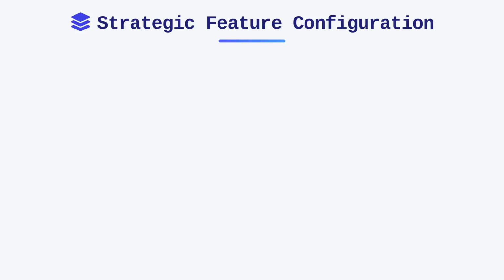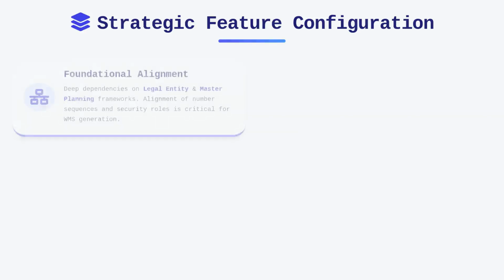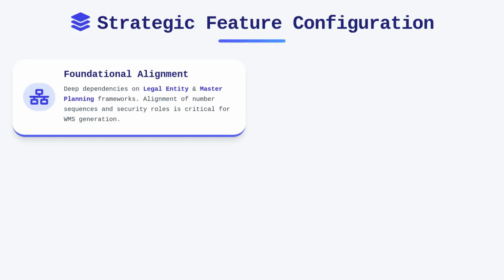Configuration of these features is not a task you can perform in a vacuum, as it carries deep dependencies into the legal entity and master planning frameworks. You must ensure that your number sequences and security rules are correctly aligned to allow warehouse management to generate the necessary work headers and line items.